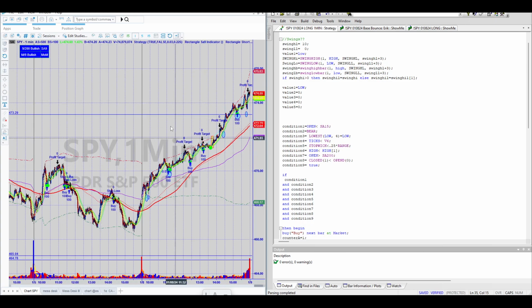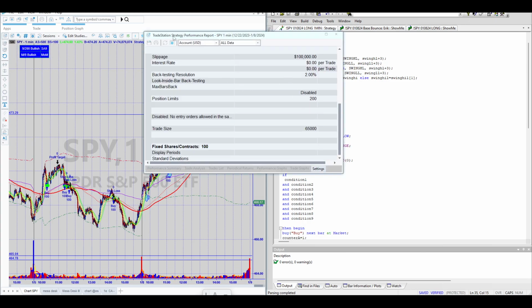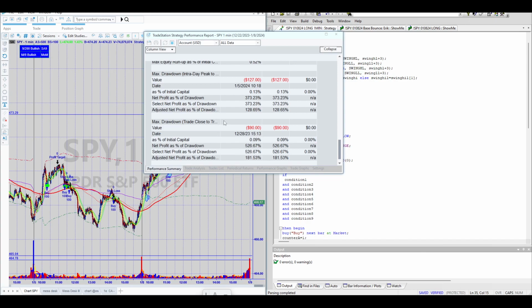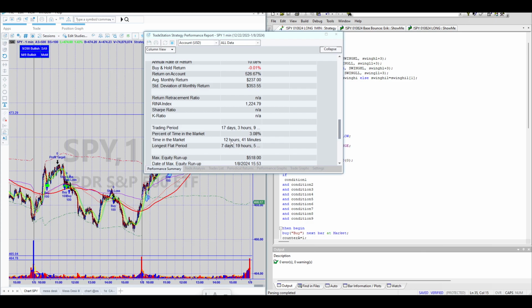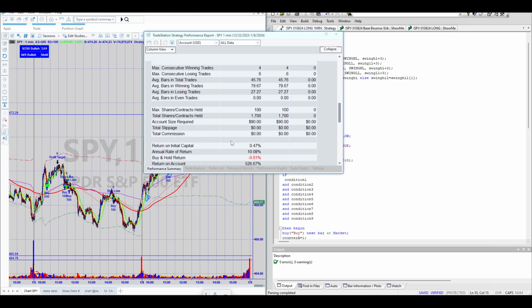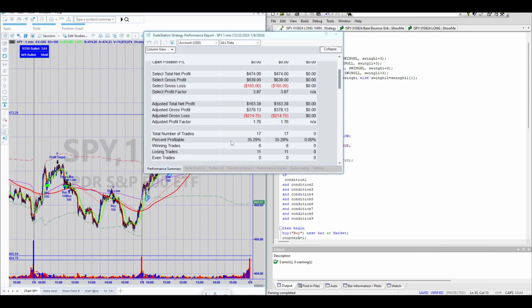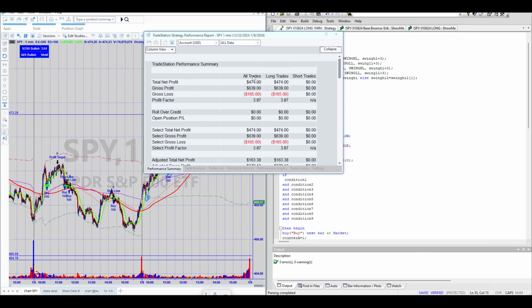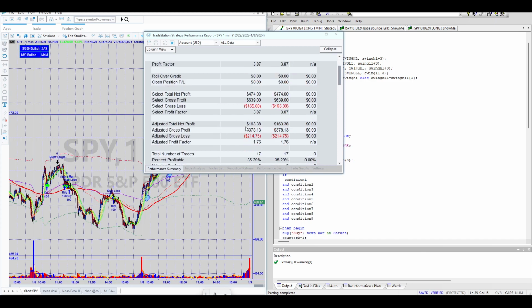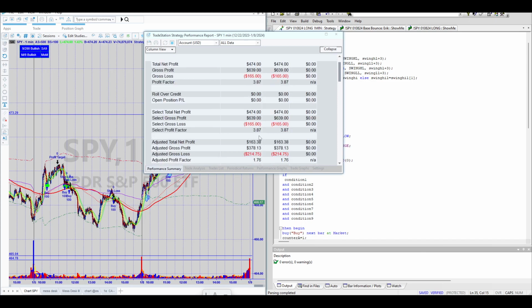All right, so here we go. Remember, back when we had the gap down days and the gap up days, going back to December the 22nd, our result was 22% profitable. Let's see what it is now. Now we are 35% profitable. So better, $474, and the profit factor is 3.87.